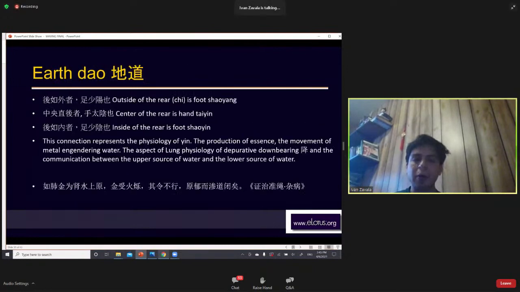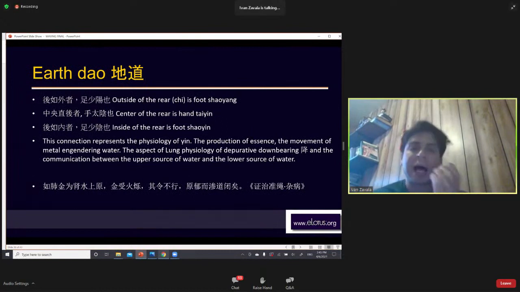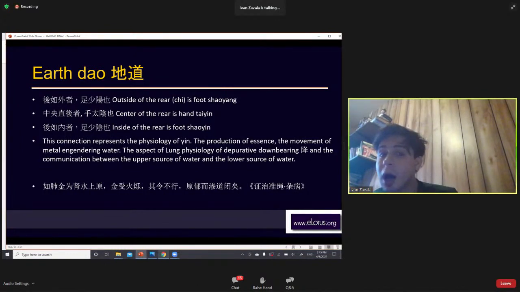And then the last Tao is the Earth Tao. So the Earth Tao is the Chi, obviously. The outside of the rear of the back, right, is foot Xiaoyang, lateral aspect. The center is hand Taiyin, and the inside is foot Xiaoyin, right? So repeat that. Outside lateral is foot Xiaoyang, inside is hand Taiyin, and then it's foot Xiaoyin. Basically gallbladder, lung, and then kidney inside.